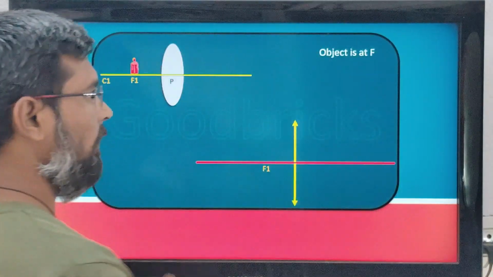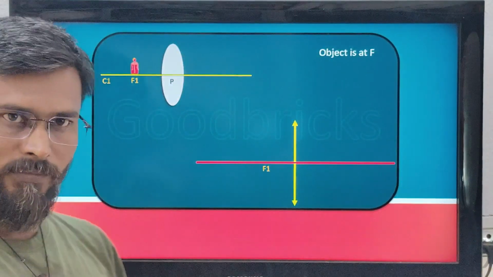Now let us discuss how to draw the ray diagram when the object is at F. So here you can see the object is at F.